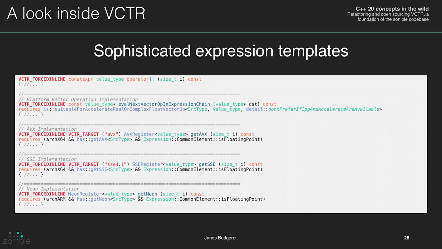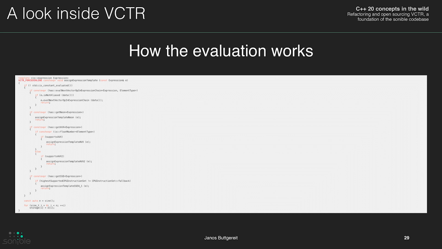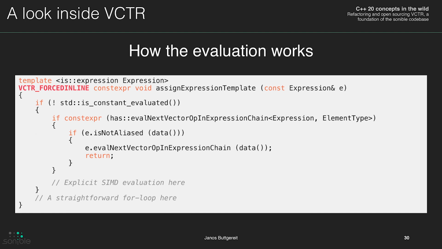Yeah, and on the other hand, we have the assignment, which is again a quite complex function. I'll zoom into the most interesting part. So this is in the container itself, the base class for all our containers: vector array, vector span, and vector. It has the signature assign expression template. You see the expression template is again constrained to take an expression.